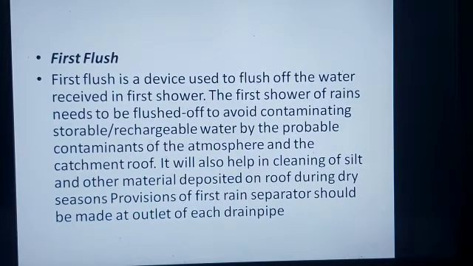The first shower of rains needs to be flushed off to avoid contaminating storable or rechargeable water by the probable contaminants of the atmosphere and the catchment roof. It will also help in cleaning silt and other materials deposited on the roof during the dry seasons. Provision of a first rain separator should be made at the outlet of each drain pipe.